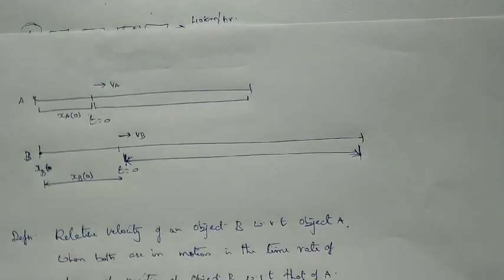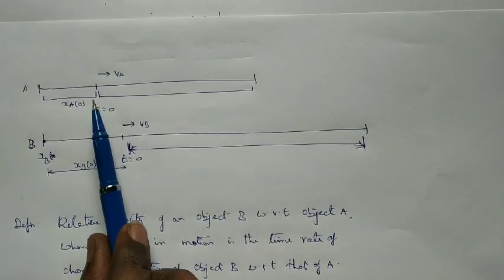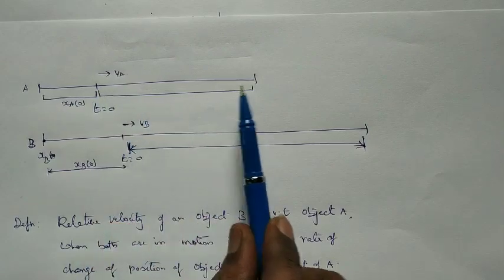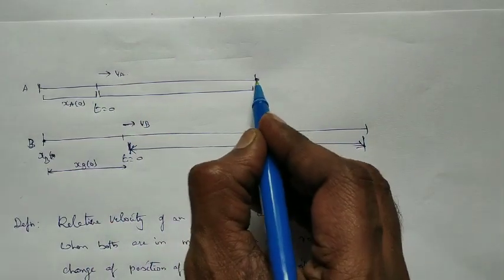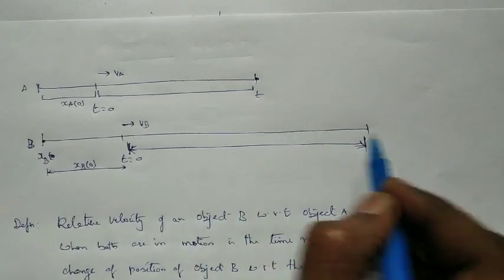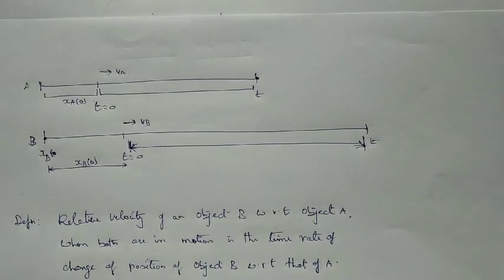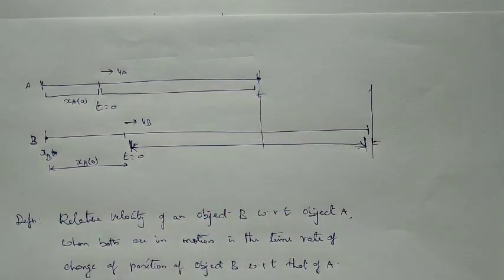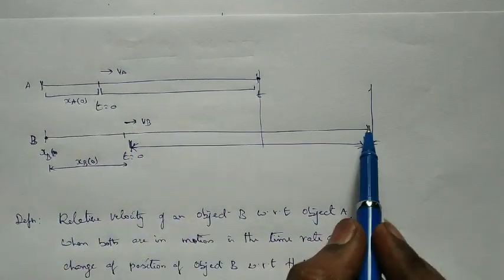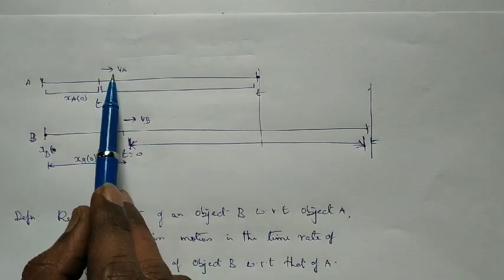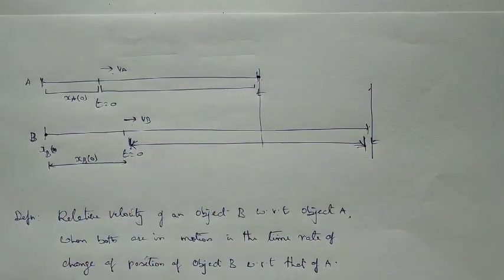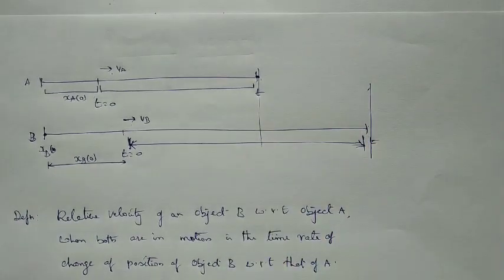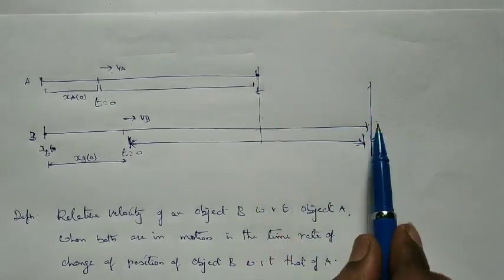You have started the time over here and it keeps on going. At a particular time t, you stop the clock. When the clock is stopped, you will be able to see there is a difference in position. VB has gone much ahead, and VA is laid back. There is a difference in the position.